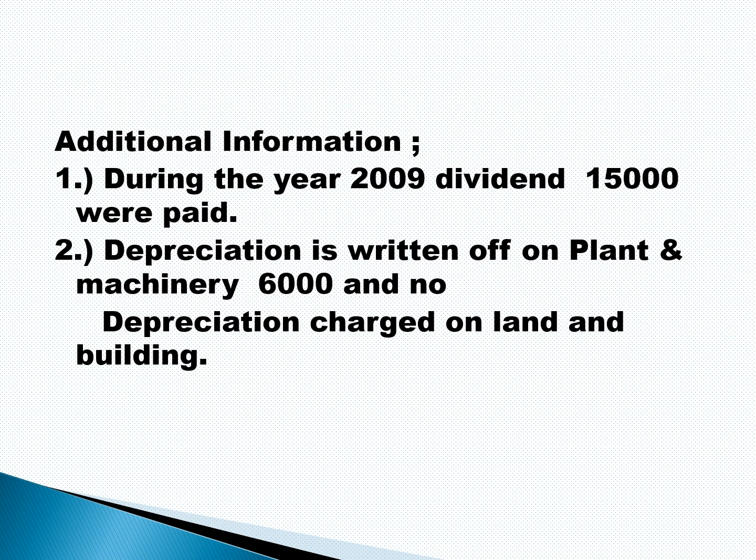So additional info, students. During the 2009 dividend rupees 15,000 were paid, will come in debit. Depreciation is written off on plant and machinery 6,000 will come in debit. And no depreciation is charged on land and building. So last year land and building was 1 lakh, but current year land and building is 95,000. So the decrease cannot be treated as depreciation as per adjustment.